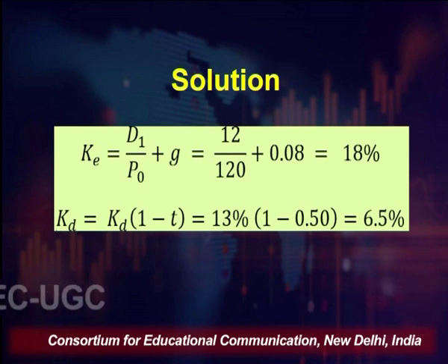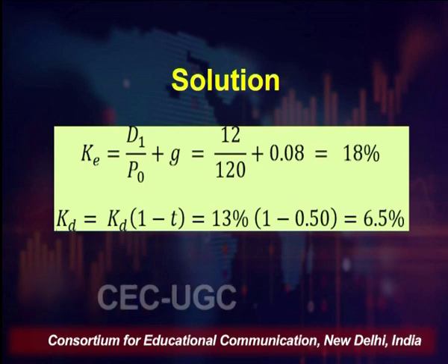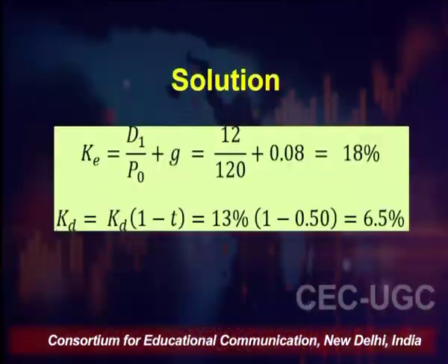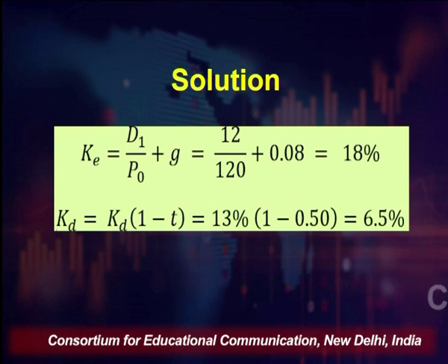Its specific cost, where we have discussed the cost of equity, where we have discussed the cost of debt. We will use these formulas to calculate individual cost of capital. From the equations which are visible on the screen, you can see that KE is equal to D1 upon P0 plus g. This was our formula. Now, we are placing the values in the formula, and the value is 12 upon 120 plus 0.08, the growth rate. So, KE in this case is 18%.